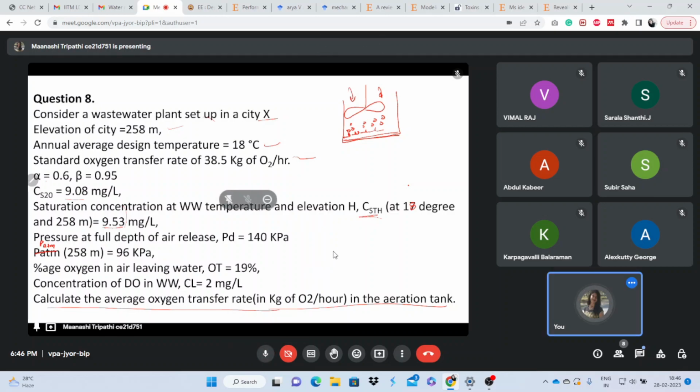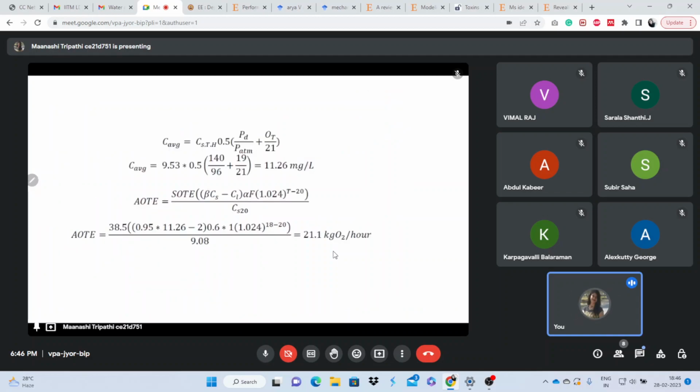I hope you might have noted down the values and started solving the question. So let's see if the answer you're getting is matching. So this is the way by which we will calculate the oxygen transfer rate. So first of all, we have to calculate the average. This will be calculated by this formula.